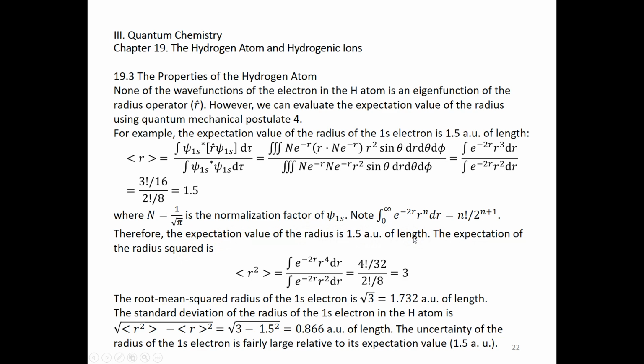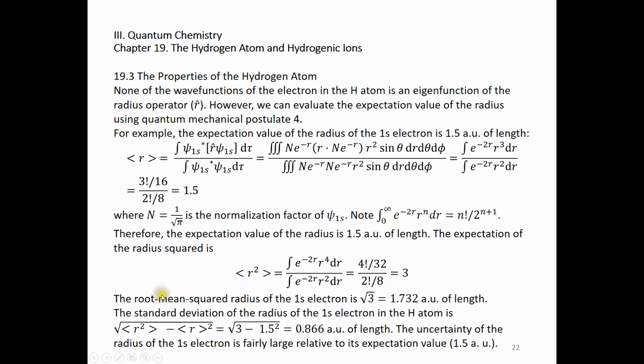We can also get the average for R squared. We need to use the R squared operator instead of the R operator. So on top, this is R cubed, this is R to the power of 4. So that's the difference. We evaluate these two integrals. We get the average for R squared, which is 3.